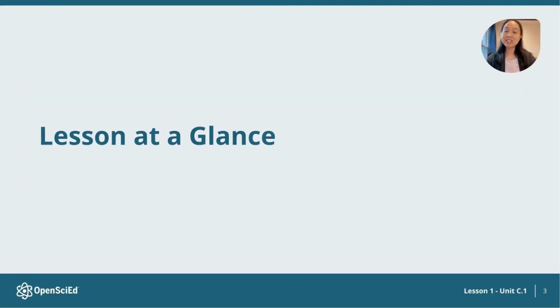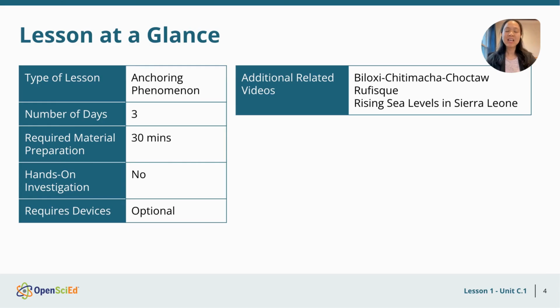Let's take a look at Lesson 1 at a high level. As the first lesson of the unit, this lesson goes through the elements of the anchoring phenomenon routine over three 45-minute days. You'll need about 30 minutes of material preparation for this lesson. There is no hands-on investigation, and students would only need to use their individual devices if you would like them to explore the videos and/or NASA sea level projection tool by themselves. The related videos listed here are the videos that introduce the puzzling phenomenon to students.